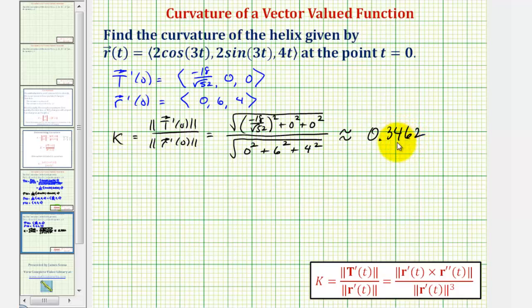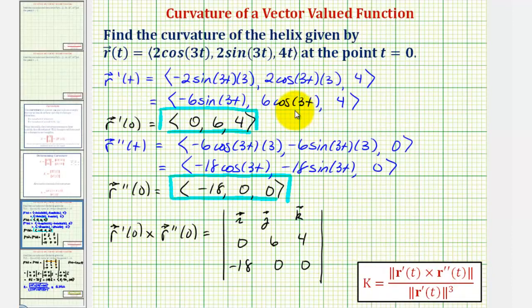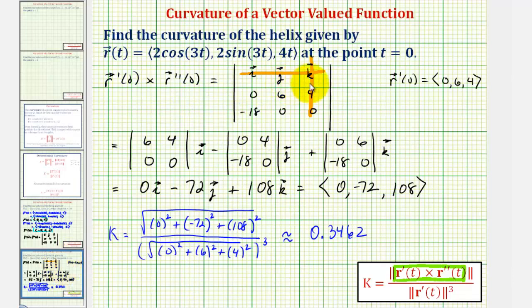0.3462. If we go back to the first example, we did the same problem using this formula for curvature, which we see here. The process did take a little bit longer, but when T prime of t is difficult to determine, using this formula here is often much easier, even though it does require evaluating a 3 by 3 determinant, which is shown here using expansion by minors. And as we see here, of course, the result was the same when calculating the curvature.